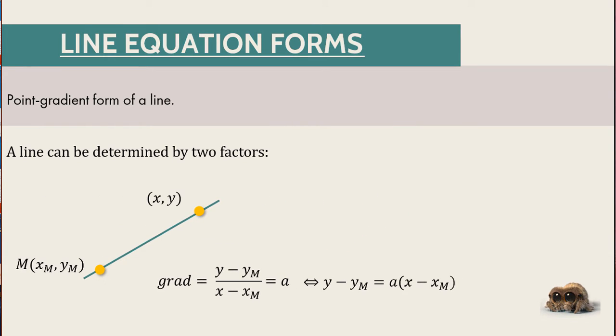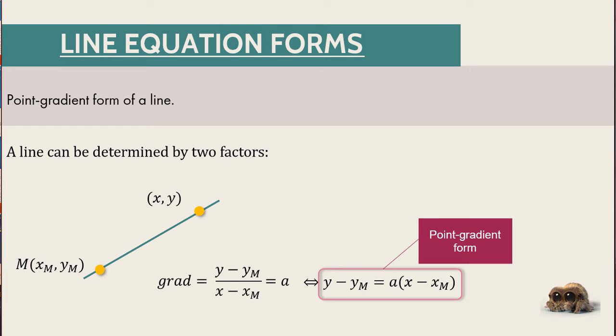And by some algebraic transformation, we will get to the equation like this. Y minus ym equals a times x minus xm. This is called the point gradient form. The equation for a line when we are given a point of that line and the gradient of that line. So this is called the point gradient form.